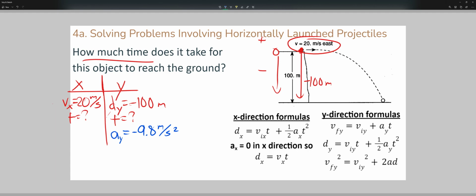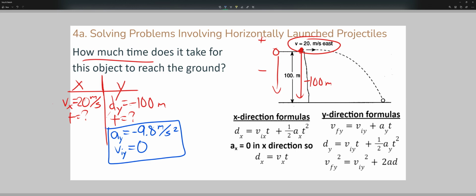And because it's being launched horizontally, it doesn't really have an initial vertical velocity, right? My initial vertical velocity is 0. It doesn't start falling until it leaves the cliff, which means my velocity in the vertical direction is just 0. These 2 things are something you can always assume for the y-axis in Regents physics questions in this topic 4.1.